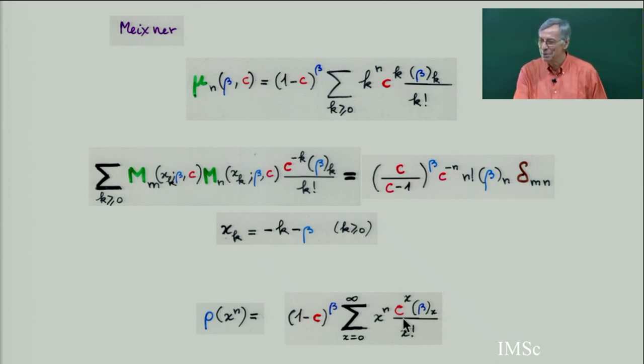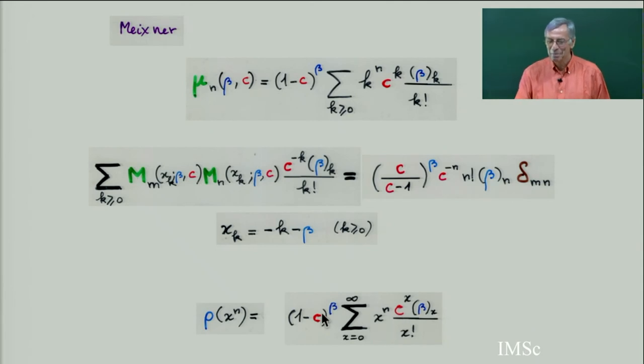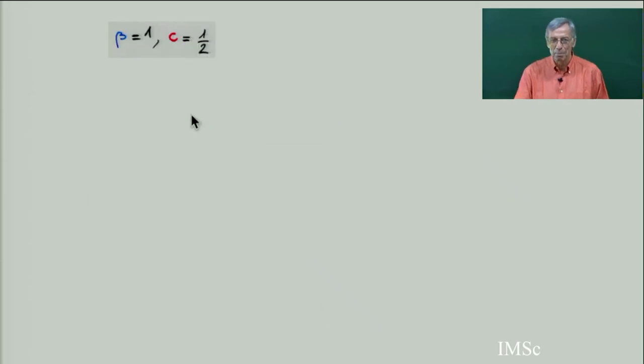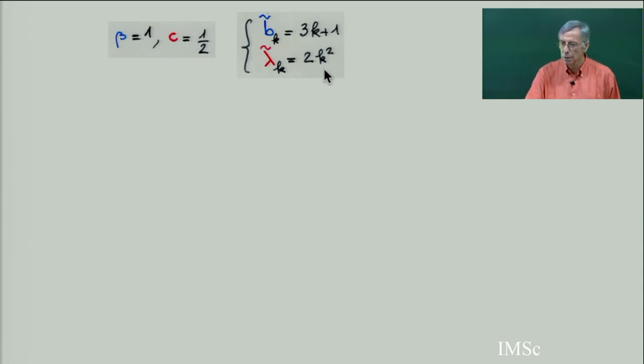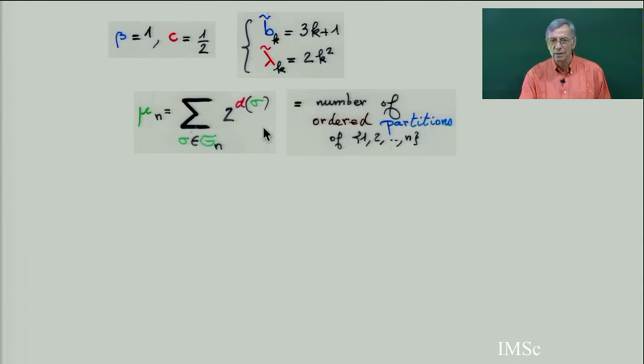It's a kind of funny story. It's like we are eating our own tail. Special case, beta equal 1, c equal 1 over 2. Then the b_k, lambda_k, with a tilde, is going to be 3k plus 1 and 2k squared. And the moment is going to be the sum over all permutations of the power of the number of descents. And this is exactly the number of ordered partitions of n. This is an easy exercise: take a permutation, put a color on the descents, blue or red, and then put this in bijection with ordered partitions.